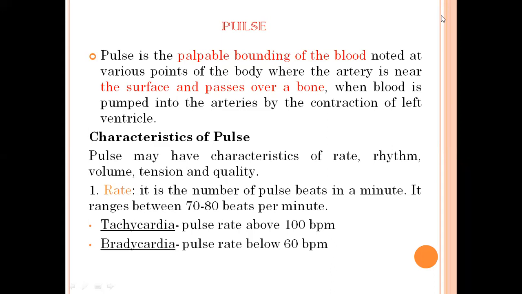Okay, so what do you mean by tachycardia? Tachycardia is a new terminology for all of you. Note it down: pulse rate above 100 beats per minute. When you check the pulse and find that your patient has more than 100 beats per minute, you will say, ma'am, the patient is having tachycardia. And what do you mean by bradycardia? Brady means lower. When your pulse rate is lower than 60 beats per minute, it is called bradycardia. Remember these two terminologies. They might come in your exam also.